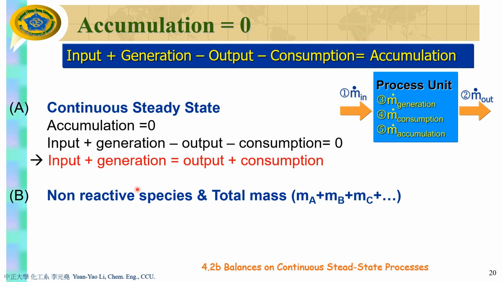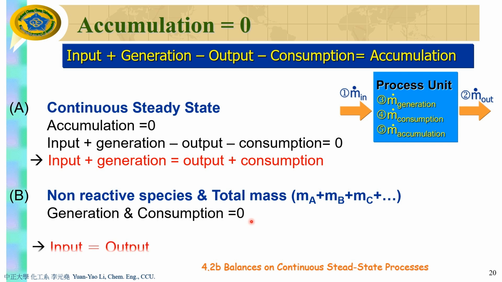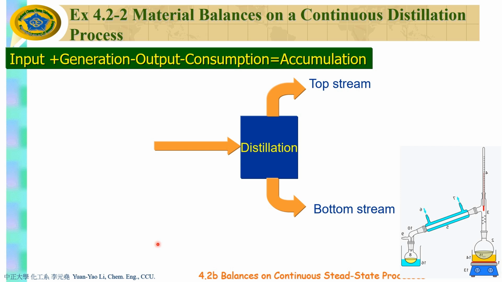So you will have input plus generation equal to output plus consumption. And if there's a non-reactive species and total mass balance, generation and consumption will be equal to 0. As a result, this general balance equation will become very simple: input equal to output. You might say, well, Professor, this is so easy. Yes, this is easy. But we have some complicated examples for you to digest.